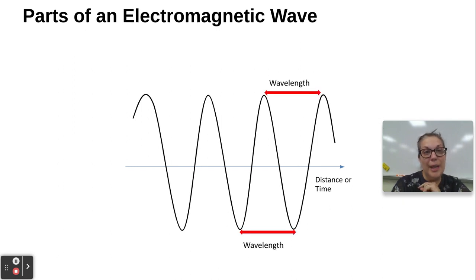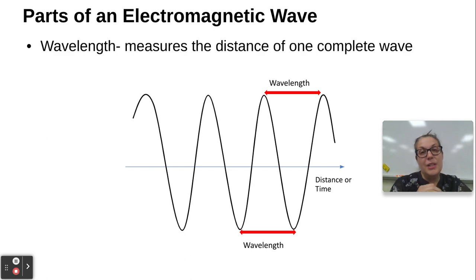Next, we have wavelength. And this measures the distance of one complete wave. There's a few ways that we can do this. The easiest way to think of wavelength is from crest to crest or trough to trough. But that's not the only way to measure a wavelength. Remember, it's one complete wave, one cycle.